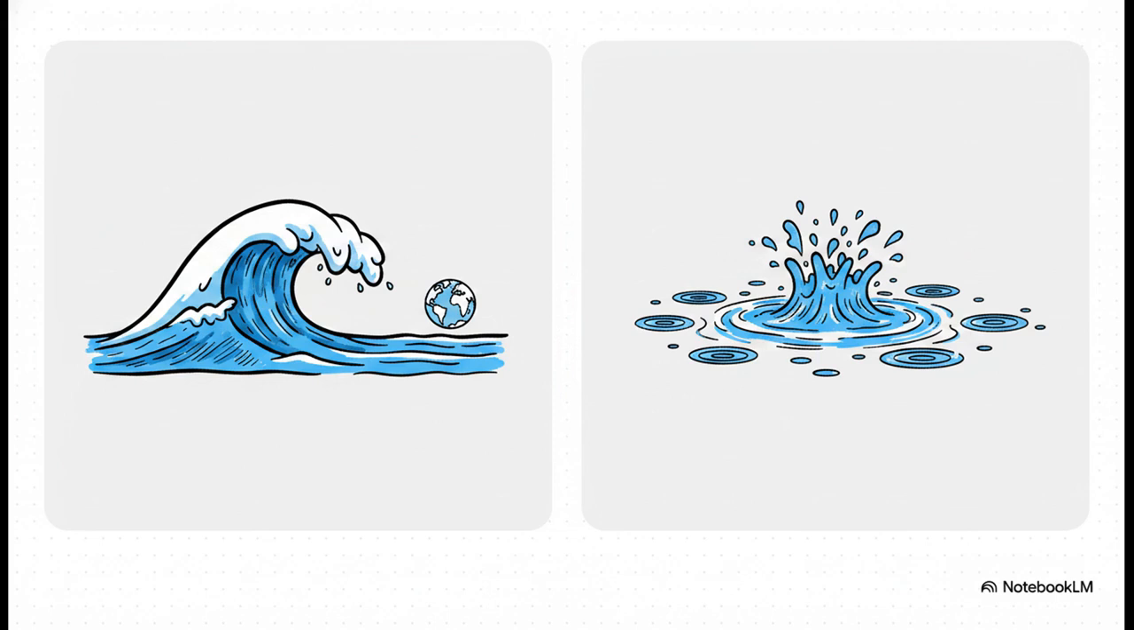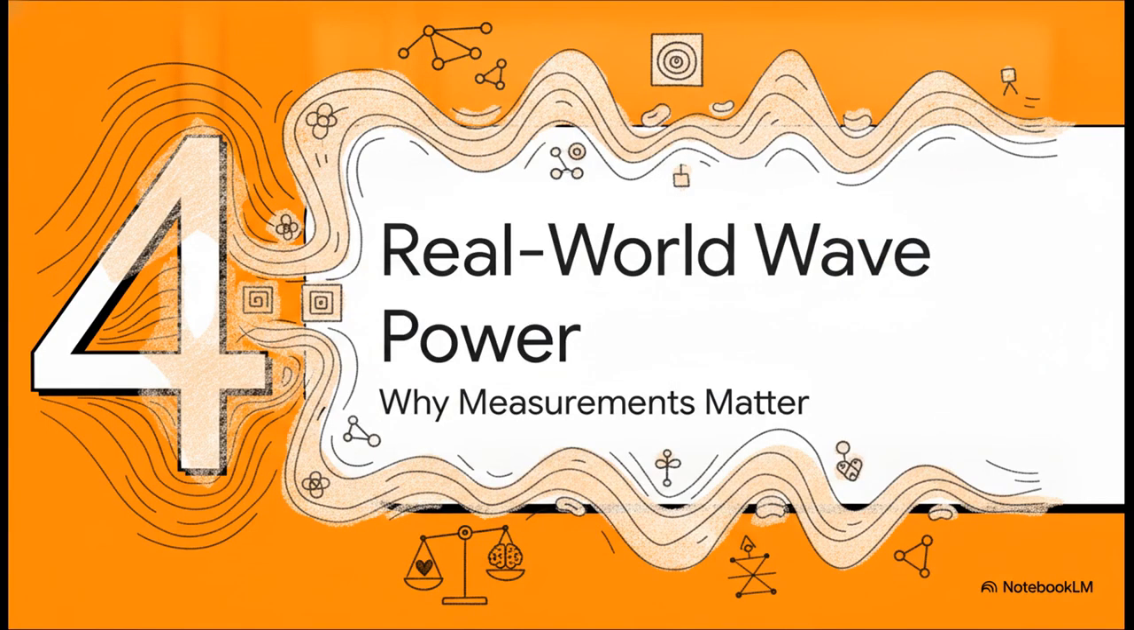Now contrast that with short ripples in a puddle. They pack tightly together and hit a point rapidly, meaning a high frequency, but they quickly lose their power and fade away. Let's transition into Section 4.